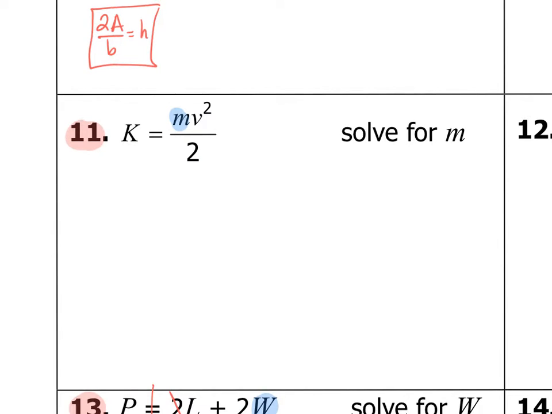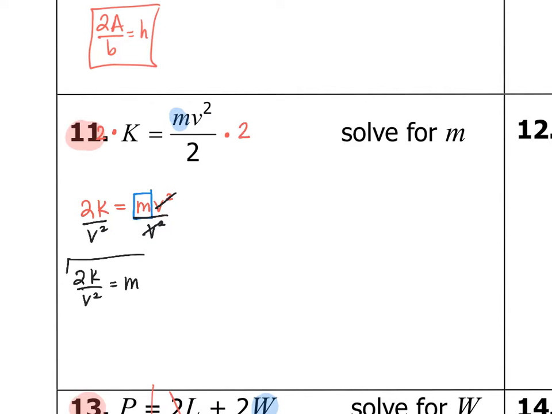Number 11, we are solving for m. So I want to remove this division by 2 by multiplying by 2 on both sides. 2k is now equal to mv squared. Keep in mind, again, we're trying to get m by itself. So I'm going to divide by v squared on both sides. And 2k over v squared is equal to m. We have isolated, solved for m.